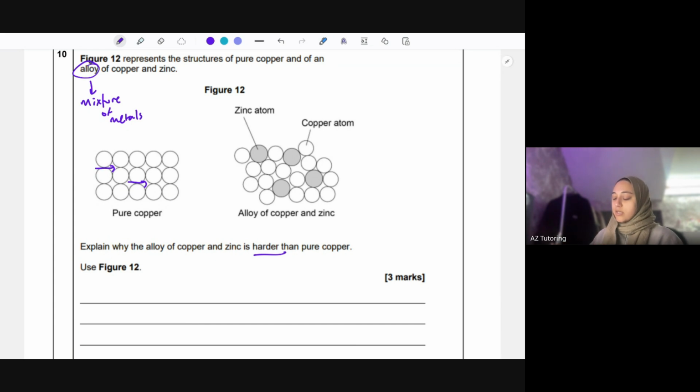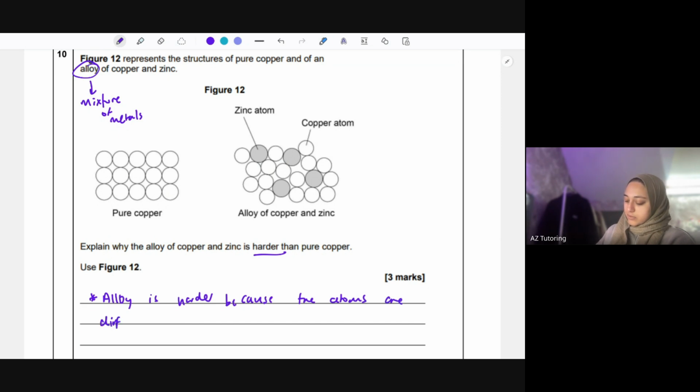Whereas if you start mixing metals together, you can see it's starting to distort it. These are not able to slide along each other anymore because they're not the same size. So that's what it's about. So how can we write that idea down for 3 marks? You're going to say the alloy is harder because the atoms are different sizes. So it's got multiple atoms of different sizes.